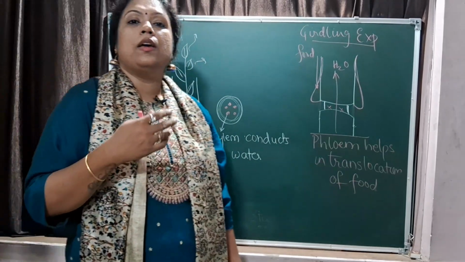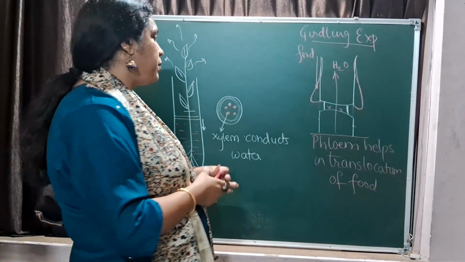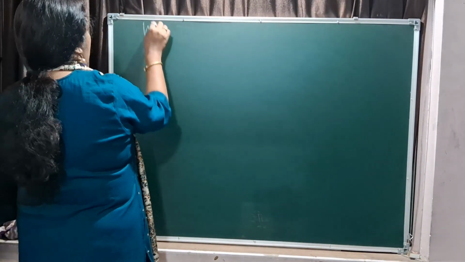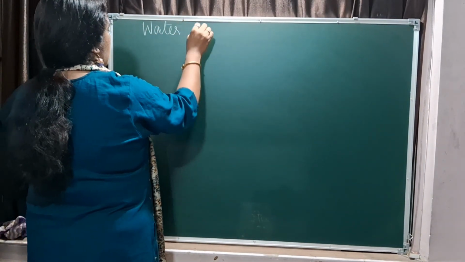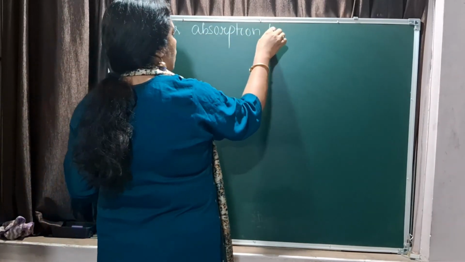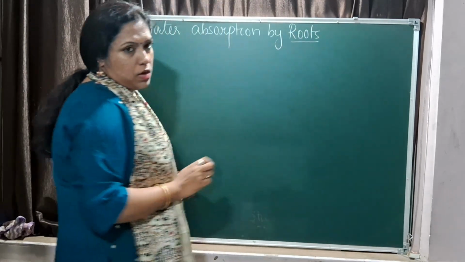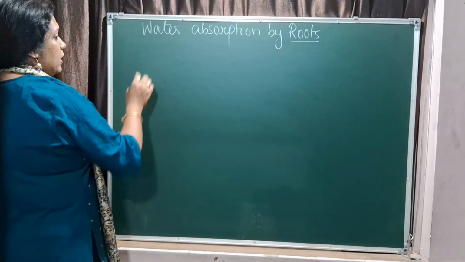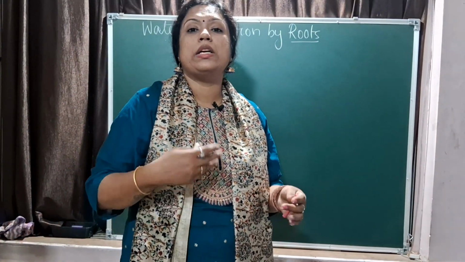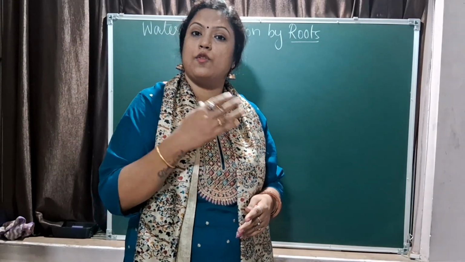Next we move to the root. What are the special characteristics of root? Root hair. Let me rub the board. The next topic is water absorption by roots. Now what are the special characteristics of root which help it to absorb water? The first thing is that root has got an enormous amount of root hairs which helps in increasing the surface area for absorption. So what are the characteristic features of root hair?